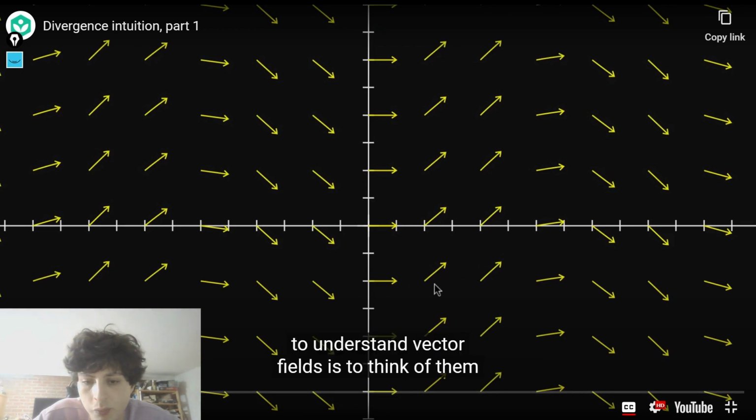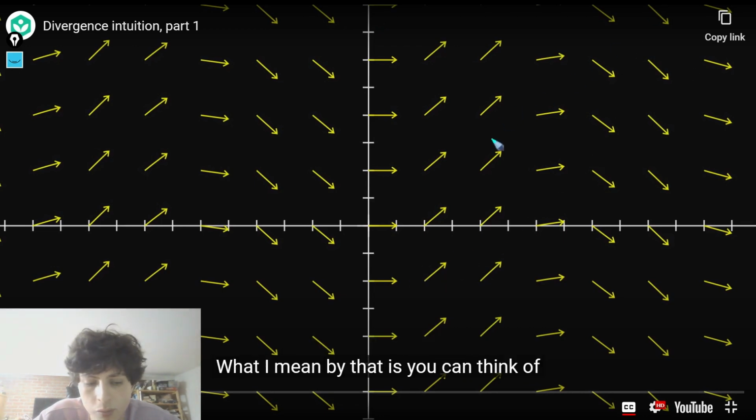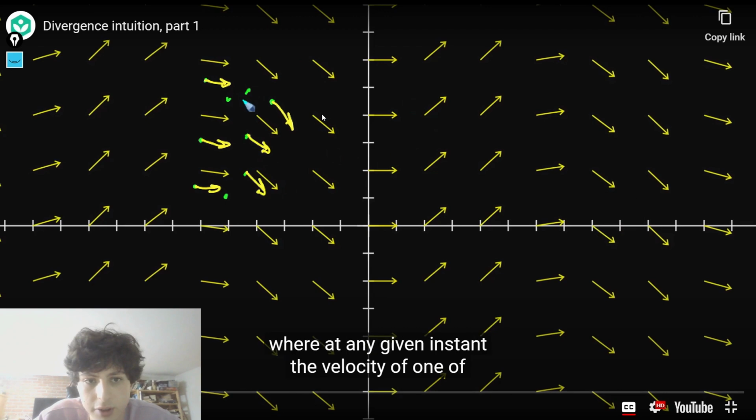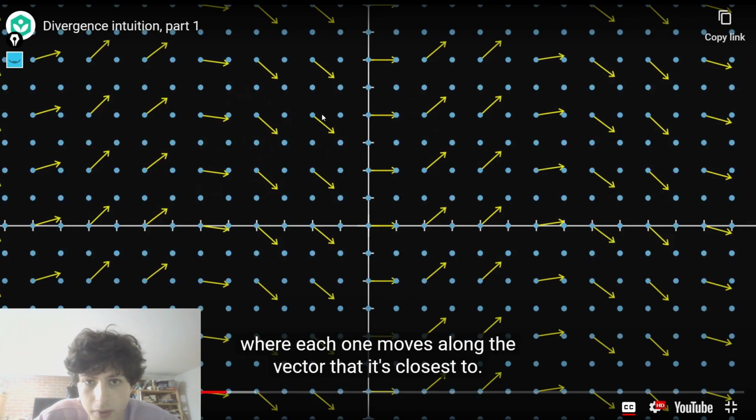And I said before that a pretty neat way to understand vector fields is to think of them as representing a fluid flow. What I mean by that is you can think of every single point in space as a particle, maybe like an air particle or a water particle, moving in that direction. Every point in space has a velocity, and each one moves along the vector.